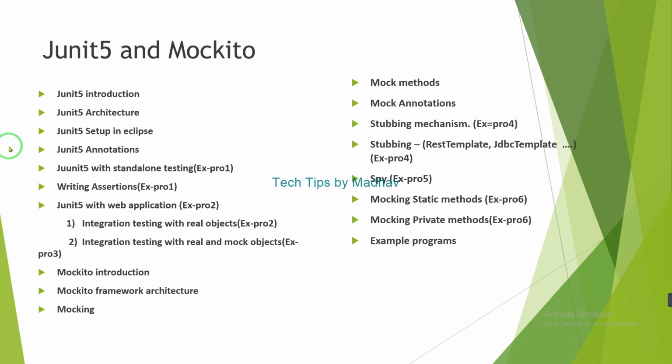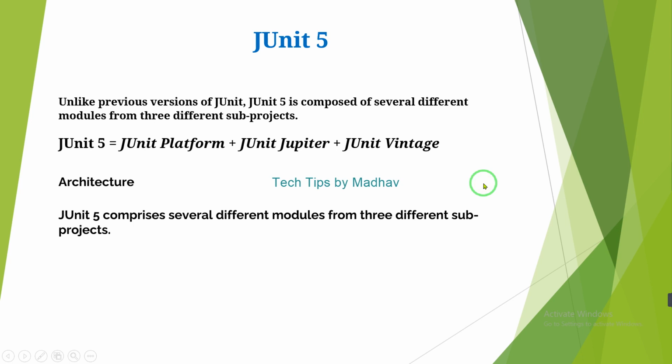Okay, now let's move on to the course content on JUnit 5 introduction. Second slide. JUnit5 basically comprises three modules. The first one is JUnit Platform, the second one is JUnit Jupiter, and the third one is JUnit Vintage. All these modules have an important role when you run the JUnit programs.